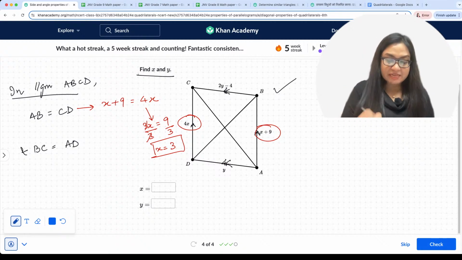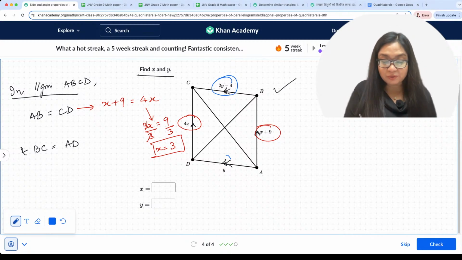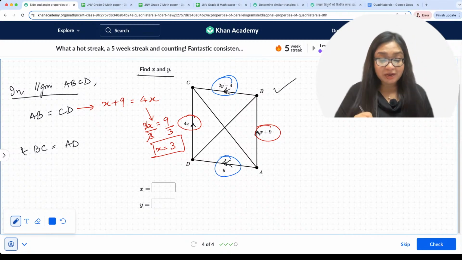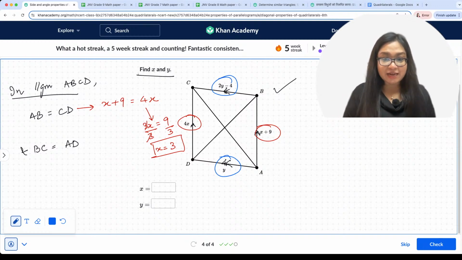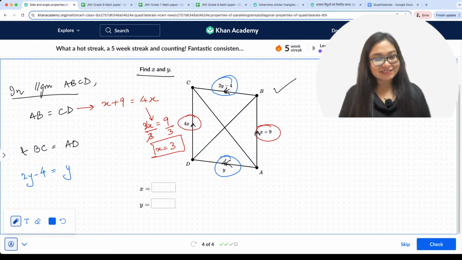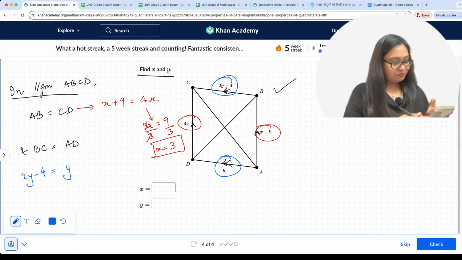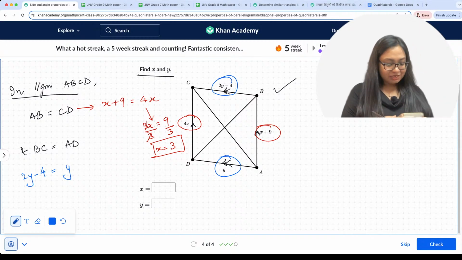That means BC की वैल्यू क्या दे रखी है? 2y minus 4 और AD की वैल्यू क्या दे रखी है? y. Again, opposite sides of a parallelogram are equal and parallel. So what do we get? We get BC is equal to AD. That means 2y minus 4 is equal to AD, that is y. Correct? Again, we can solve for y from here.